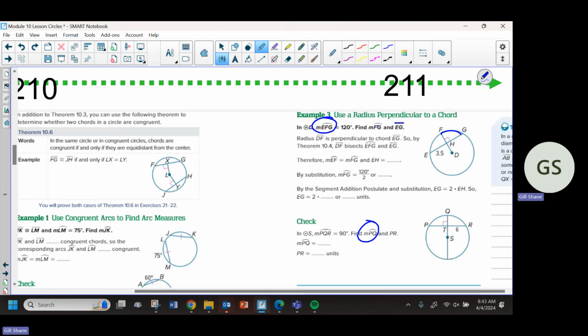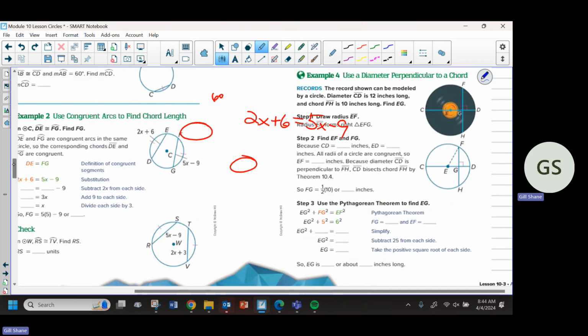So I'm glad we talked about that. The arc is bisected and the chord is bisected. I'm not going to go over this one. It's pretty much the same exact problem. You can try to do it on your own. PR, yeah, it's the exact same problem. So let's go down to example 4.